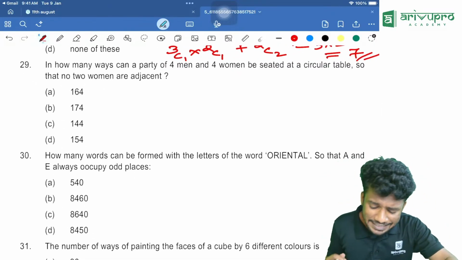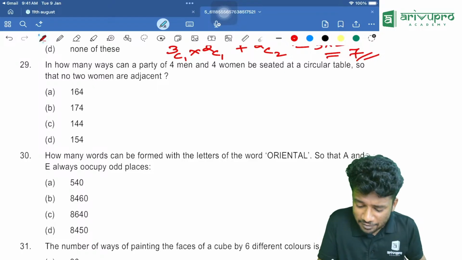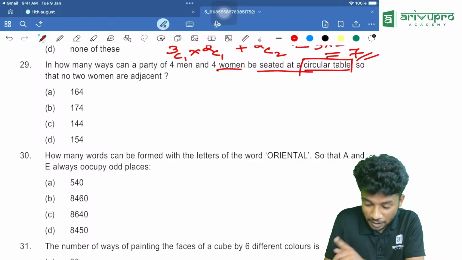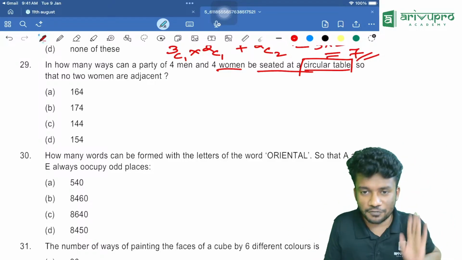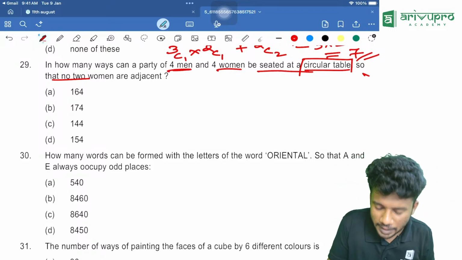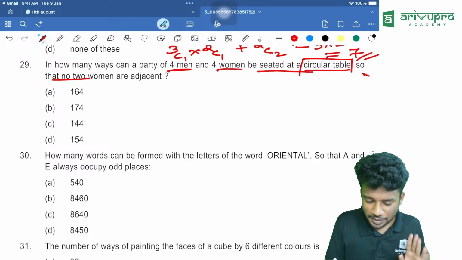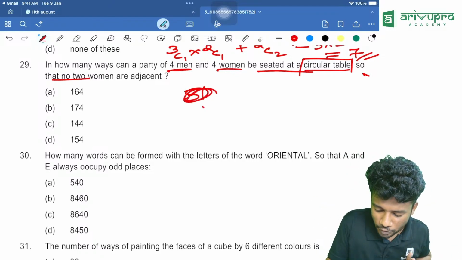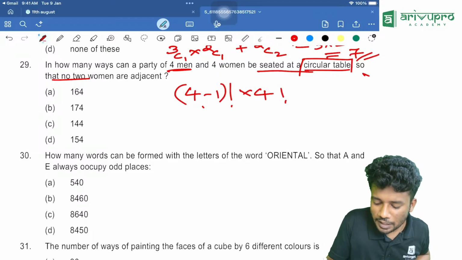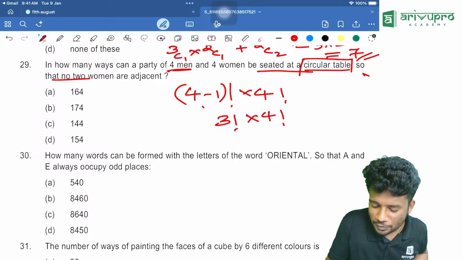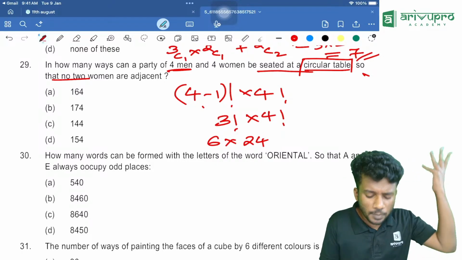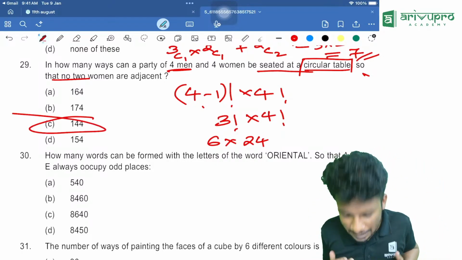Next question: in how many ways can a party of 4 men and 4 women be seated at a circular table so that no 2 women are adjacent to each other? Okay, arrangement in a circular table. You know the shortcut. It is in my book. Refer to that. 4 men and 4 women, they are not adjacent to each other. Very easy: 3 factorial, or you can write it as 4 minus 1 factorial into 4 factorial. That is nothing but 3 factorial into 4 factorial. 3 factorial is 6. 4 factorial is 24. 6 into 24 is 144. Option C is your answer, people.